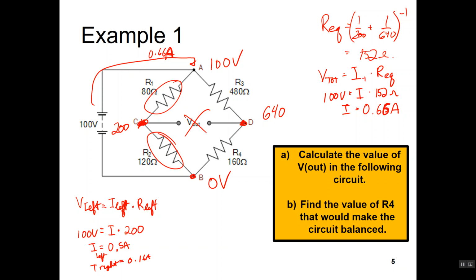All right, perfect. So let's figure out what was my voltage drop across R1. This has got a current of 0.5 amps. So 0.5 amps times 80 ohms is going to be 40 volts. So 100 minus the 40 volts that I dropped here, I can figure out that my voltage at point C is 60 volts.